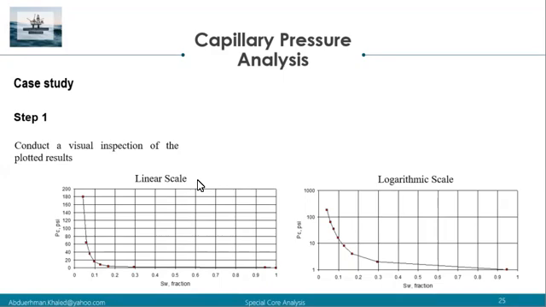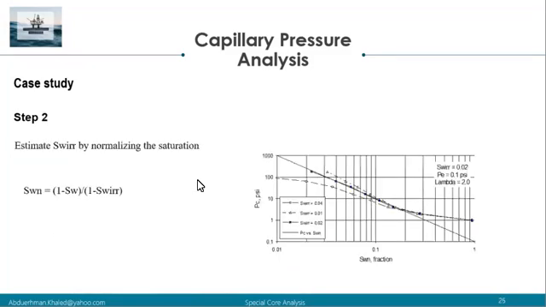There is a systematic method usually used to analyze primary drainage capillary pressure data, which is based on the Brooks and Corey correlations from, I think, 1964. The first step is to conduct a visual inspection of the plotted results to see if the curves are smooth and concave upward when PC is plotted on either linear or logarithmic scales. This is the first step.